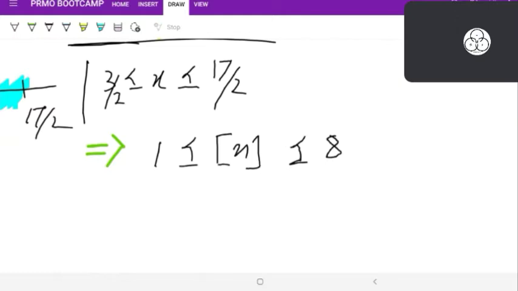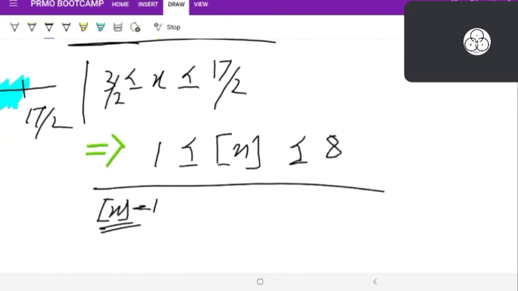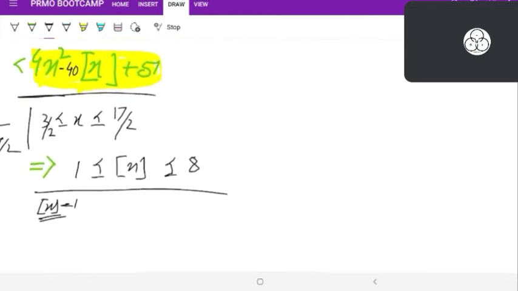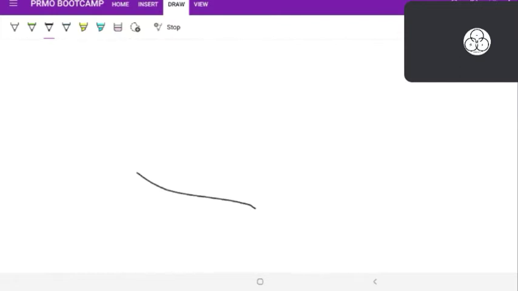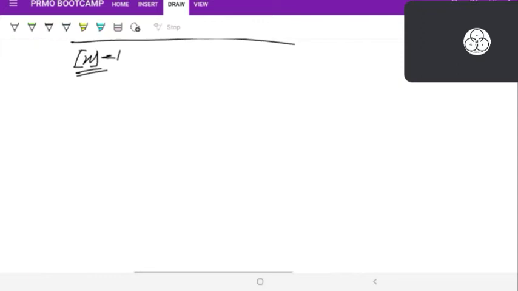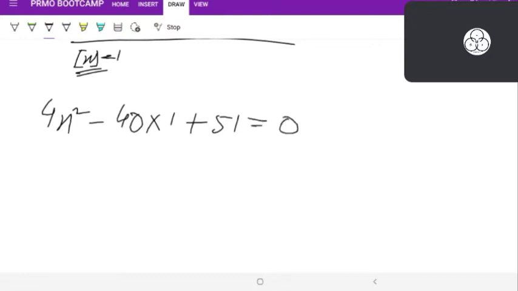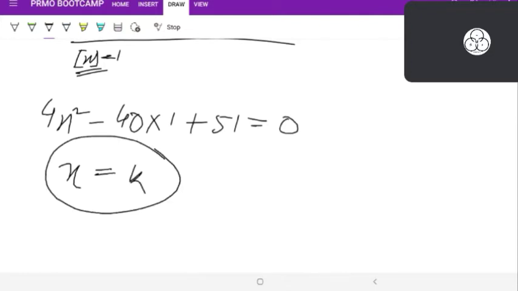How? We just need to consider 8 cases. First case I am showing, let box x equal 1, and we will solve this 4x square minus 40x plus 51. Four x square minus 40 into 1 plus 51 equals 0. We will get some value of x after solving, say k, or whatever be the value. We will consider the positive value.